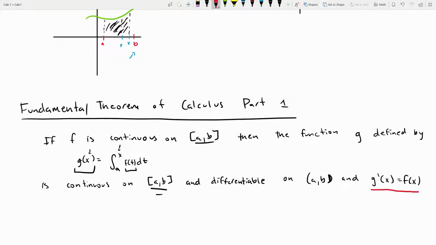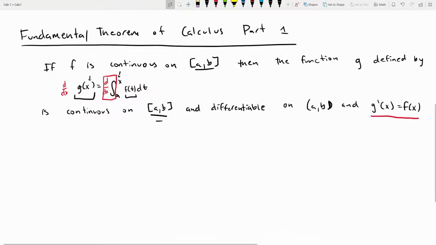We can think about it essentially like this: if we were going to take the derivative of this side, and apply the derivative to here, technically these two symbols are canceling each other out, and you're just going to be left with f of x. Now we're going to go on to do a few examples so you can grasp this material a little better.